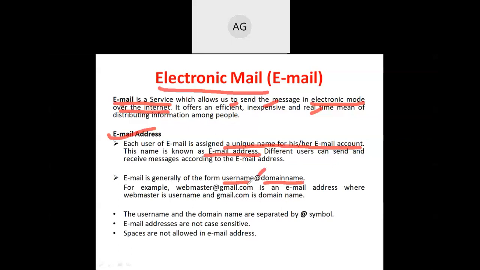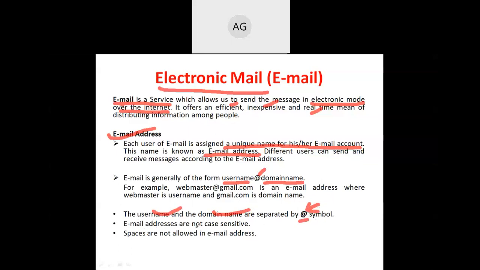First you write the username, then the at the rate sign, and after the at the rate sign the domain name. For example, webmaster@gmail.com is an email address where webmaster is the username and gmail.com is the domain name. The username and the domain name are separated by the at the rate symbol. This symbol is called the at the rate symbol.